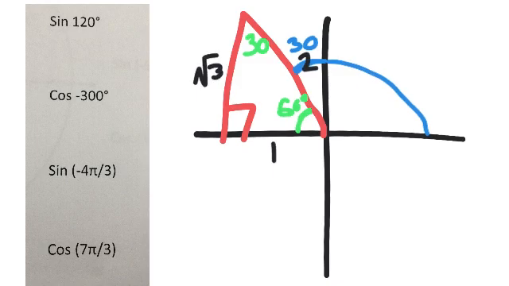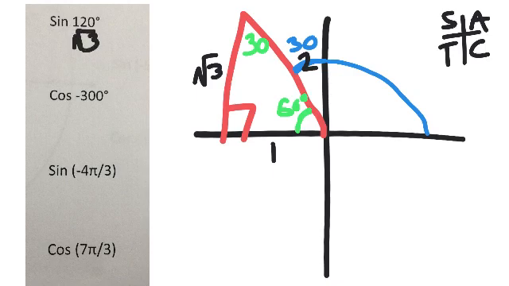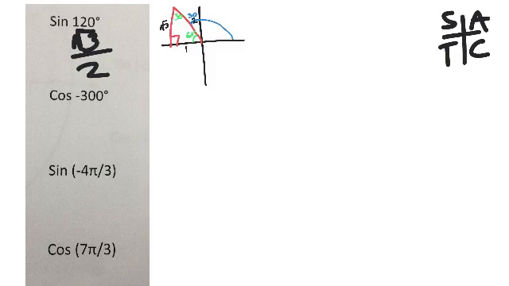Now, I am in the second quadrant. All students take calculus. Only sine is positive. Well, that's what I'm asked to find is sine, so I know my answer is positive. Sine is the opposite over the hypotenuse. So I'm from my central angle of 60. The opposite is radical 3. The hypotenuse is 2. So sine of 120 is radical 3 over 2. Any questions?